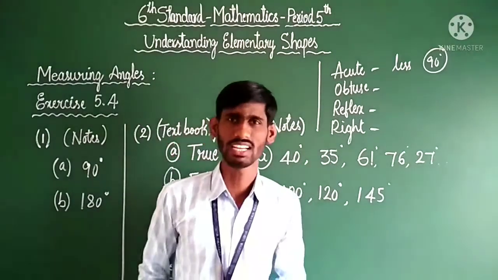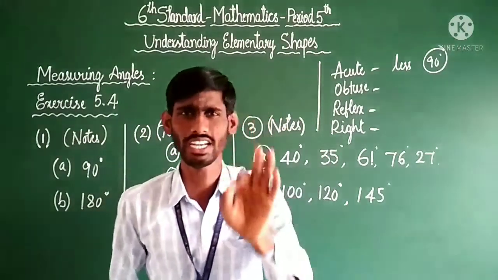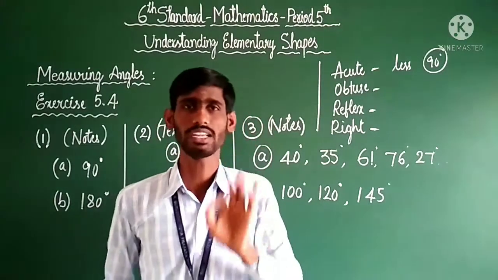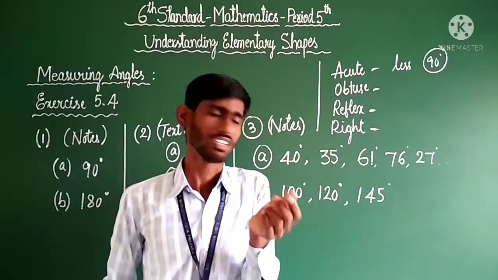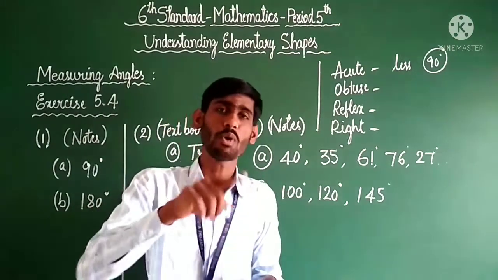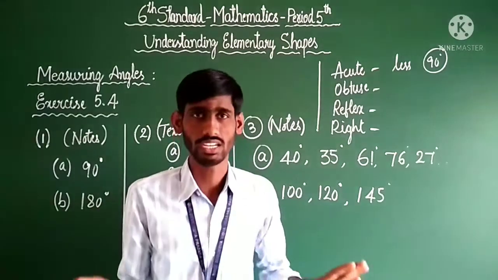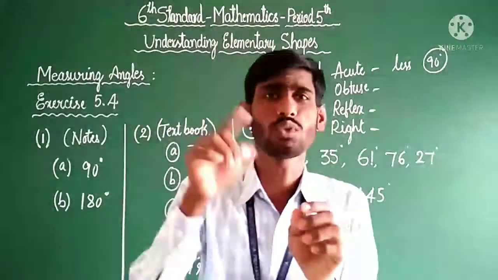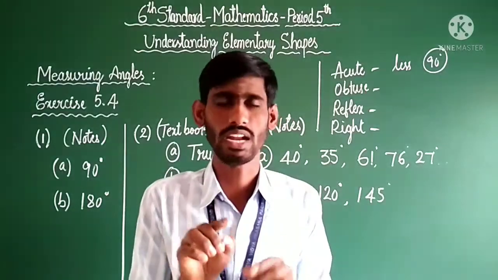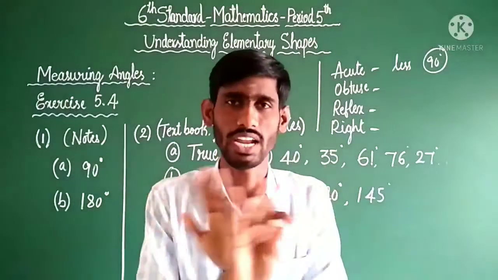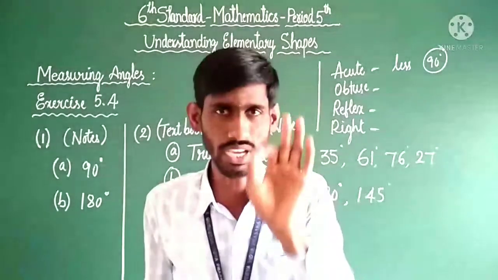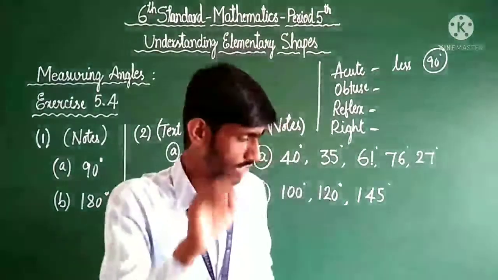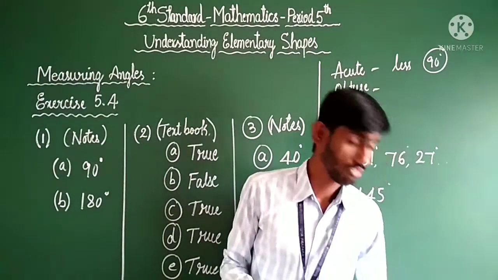What about a right angle? Exactly 90 degrees. If any angle is 90 degrees, that is a right angle. If 89 degrees, that is not a right angle. 89.9 degrees, that is not a right angle. Exact 90 degrees. If 90.1 degrees, is that a right angle? Sorry, that is not a right angle. The right angle means exactly 90 degrees. Clear, Chotu? Yes. Let us discuss question number 4.